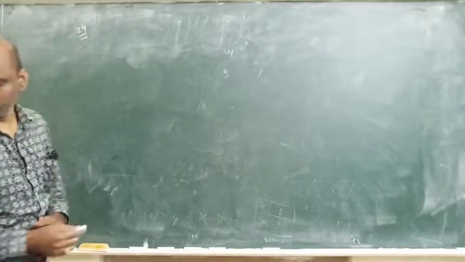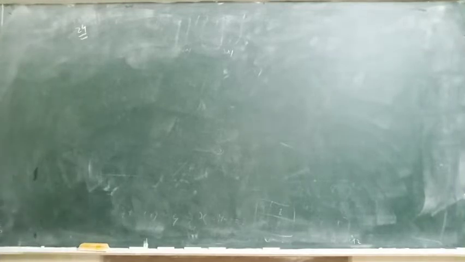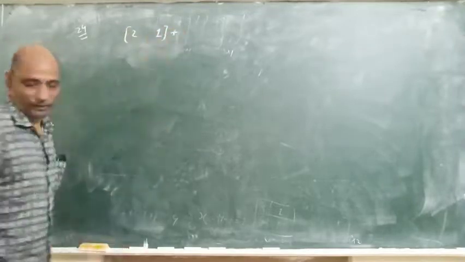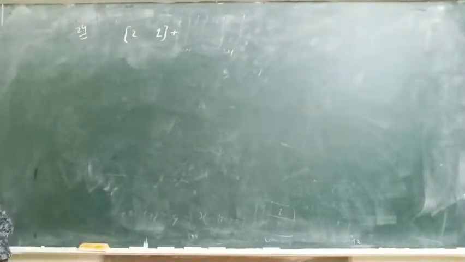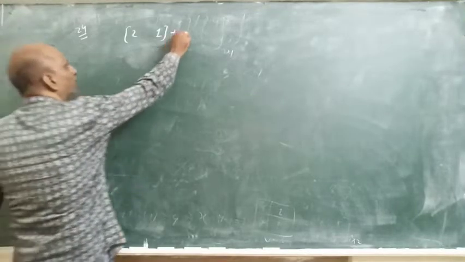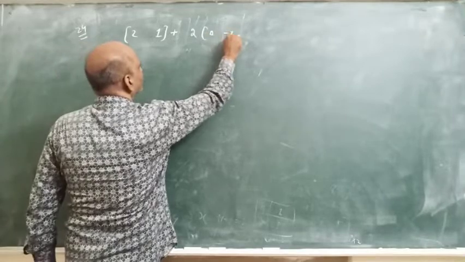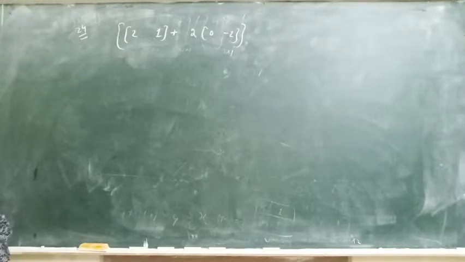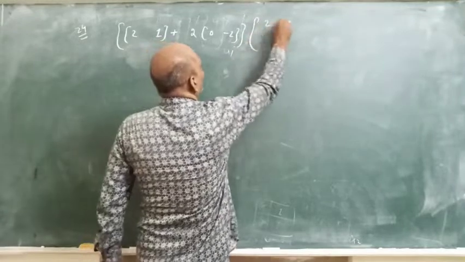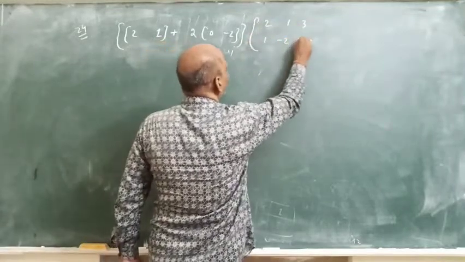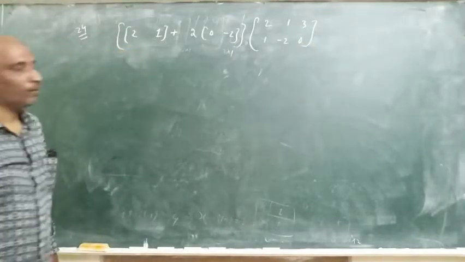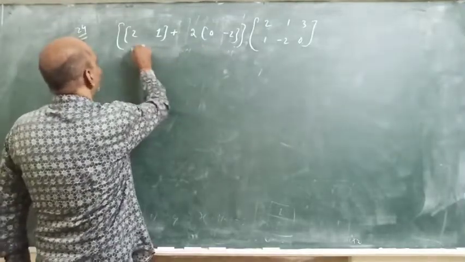24. 2 1 plus 2 into 0 minus 2, then which will be multiplied by 2 1 3 1 minus 2 0. So this is the question. First of all, let us solve the A part.